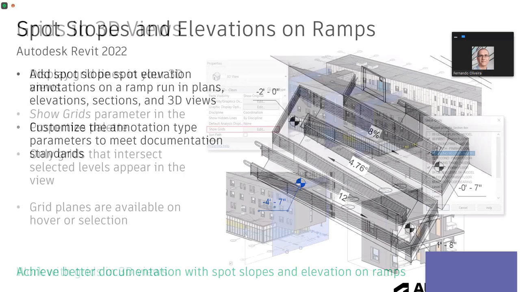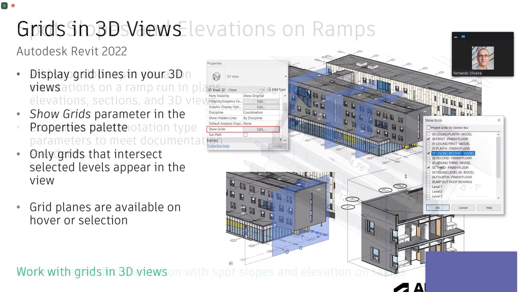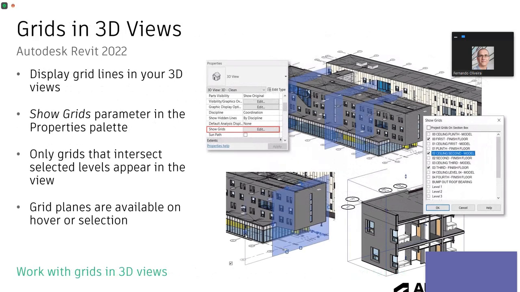Grids in 3D views were introduced. We started to have levels some versions ago, and now we have also grids. So grids now can be visible in 3D views, and we can choose which view is going to show the grids. So we have the dialog box to select where we're going to have grids visible.